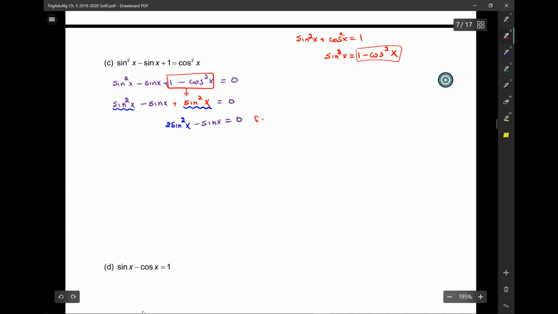Here, I'm going to factor out a sine. So I factor out a sine, and I get 2 sine x minus 1 equal to 0. Hey, do I have one thing times another thing equal to 0? Yep, now I could use that zero product property. Set them each equal to 0. Don't you guys love math?